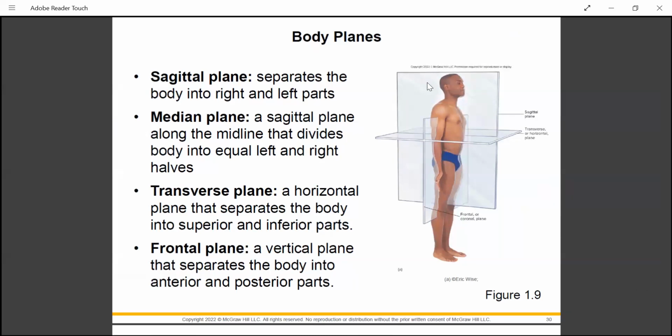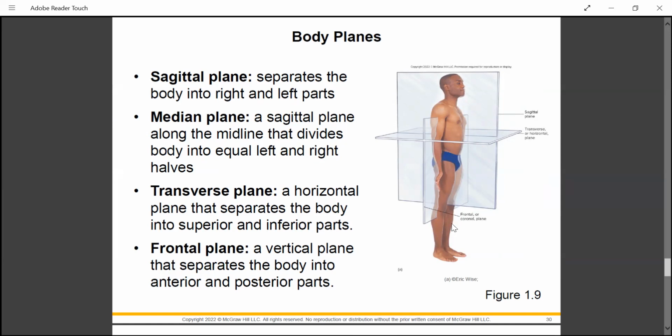A median plane or a mid-sagittal plane is a vertical or sagittal plane that's directly in the middle. We could draw our sagittal plane vertically anywhere, but it's a median plane or a mid-sagittal plane if it goes directly down the middle. Our transverse plane, also known as a horizontal plane, goes straight across the middle here, and it separates into superior and inferior. So think transverse, top and bottom.